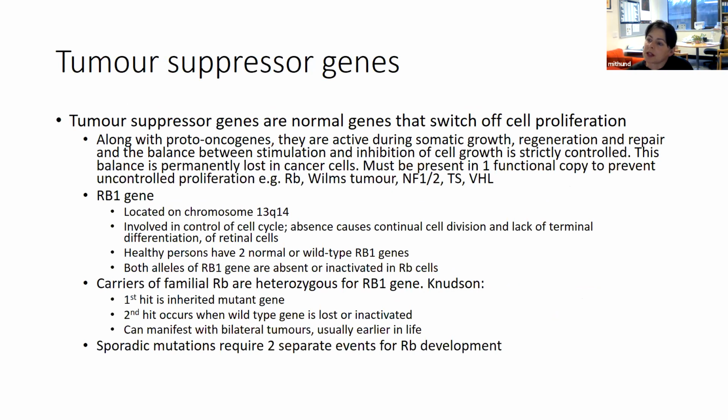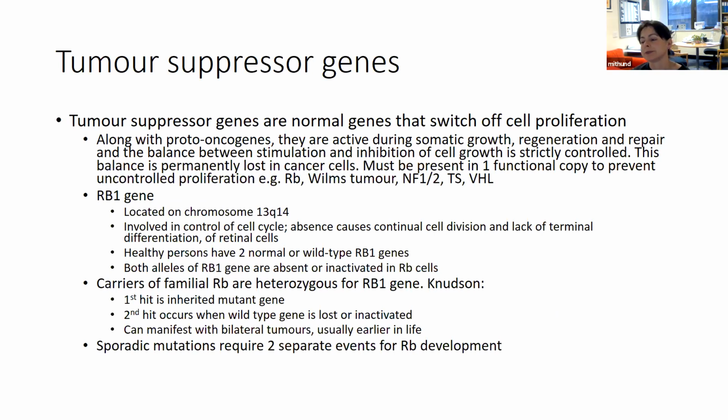So tumor suppressor genes switch off cell proliferation, and they're active during somatic growth, regeneration, and repair. And so it's their balance that is lost in a cancer. Typically you need at least one functional copy of a tumor suppressor gene, so often they're recessive in terms of their link to cancer. So you've got 2 copies.